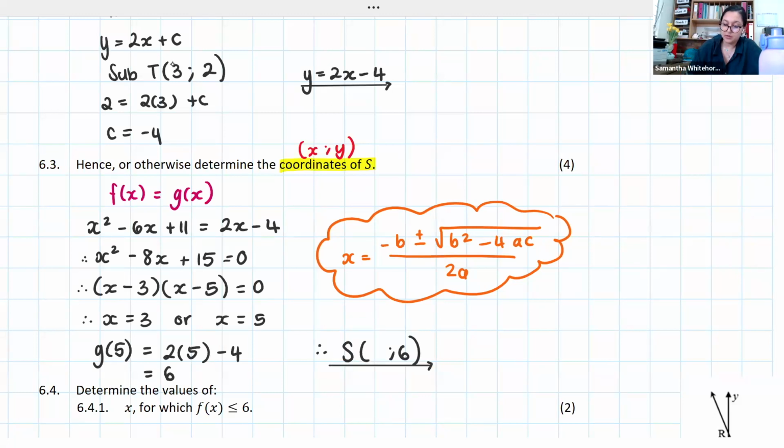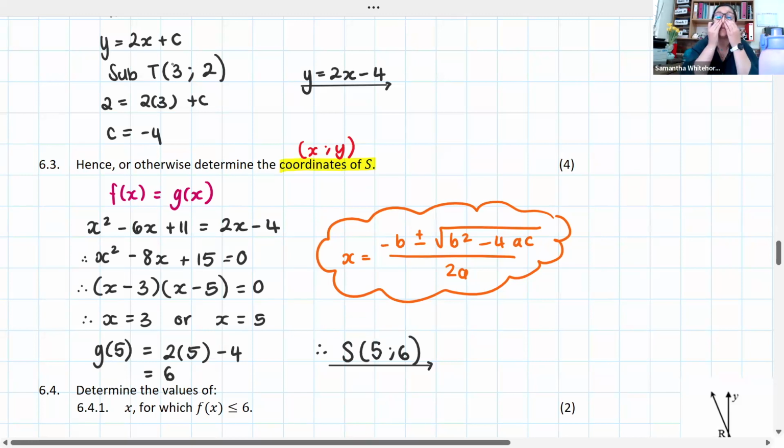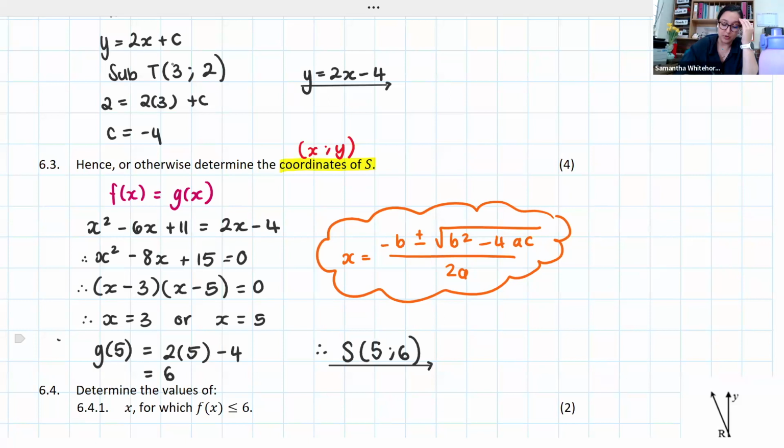Okay, so points of intersection, like I say, sometimes they just ask you for the x coordinates, so read the question carefully, because then you would stop at that point. You wouldn't need to go further, but they don't always.